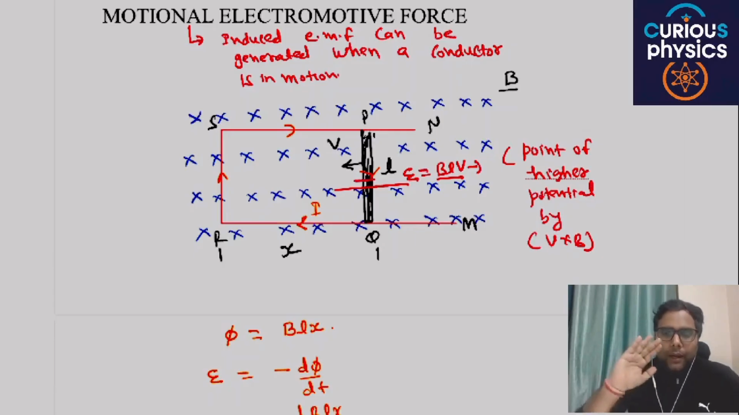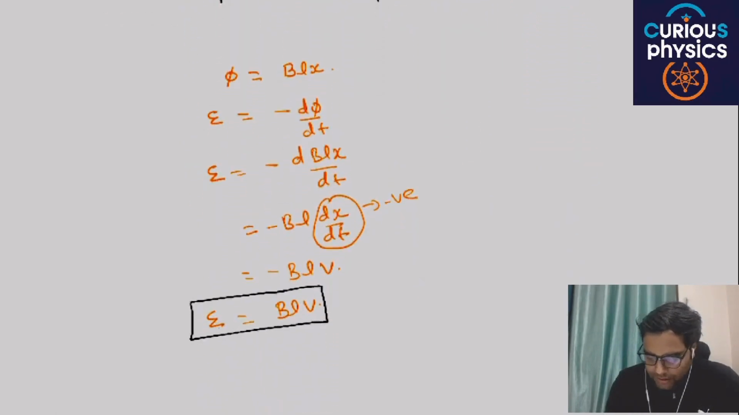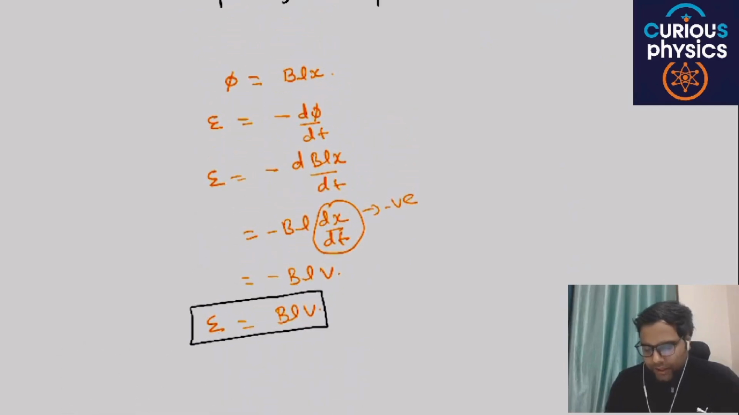Or you can also find not the value but the point which is at higher potential with the help of V cross B. In this case, V cross B means that the Q point is at higher potential, and if V is moving in the opposite direction, then P will be at higher potential and the current will be in the opposite direction. That means in two ways you can find the motional EMF, or what point will be at higher potential. First, this is the case.